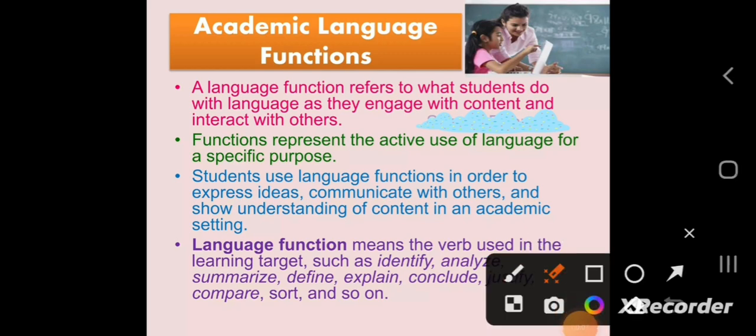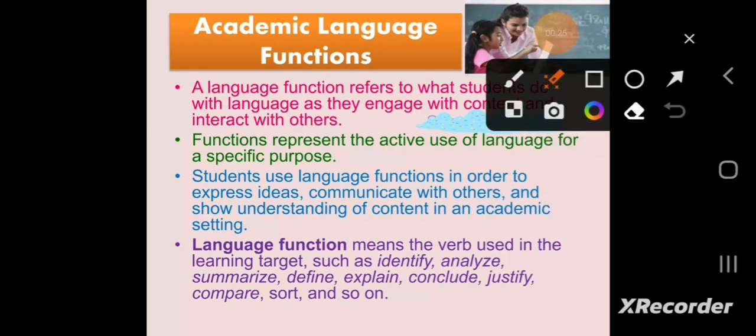A language function refers to what students do with language as they engage with content and interact with others. Functions represent the active use of language for a specific purpose. Students use language functions in order to express ideas, communicate with others, and show understanding of content in an academic setting. Language function means the verb used in the learning target, such as identify, analyze, summarize, define, explain, conclude, justify, compare, sort, and so on.